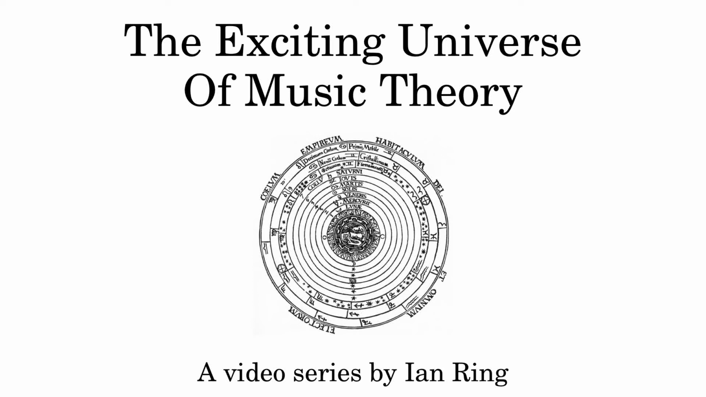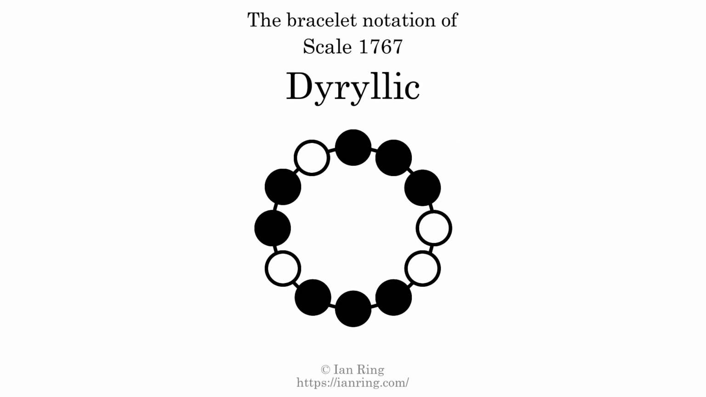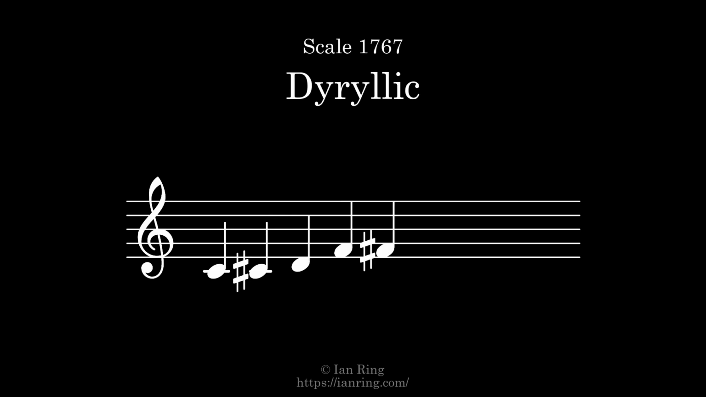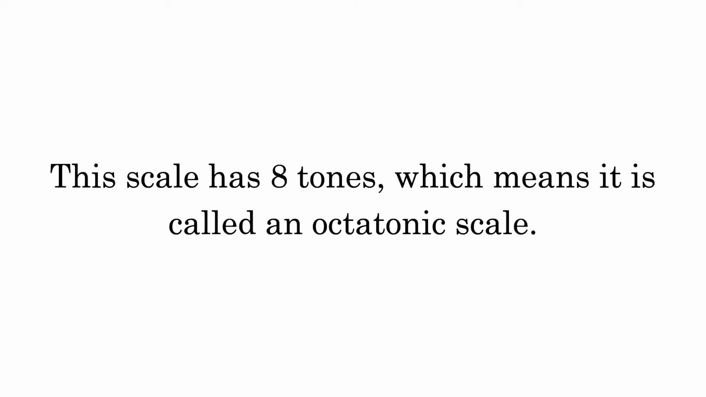Welcome to the exciting universe of music theory. Are you ready to learn? Then let's begin. Today we will talk about scale 1767, Dyryllic, which sounds like this. This scale has 8 tones, which means it is called an octatonic scale.